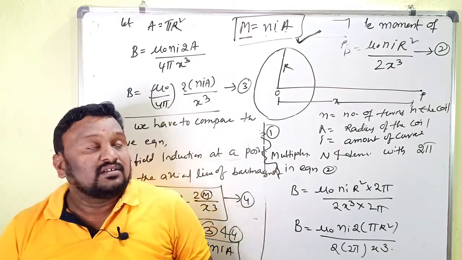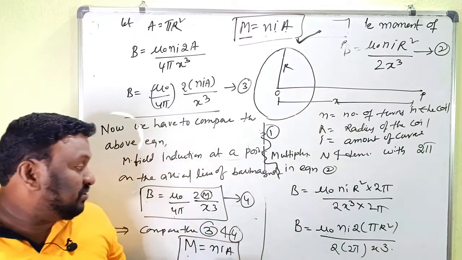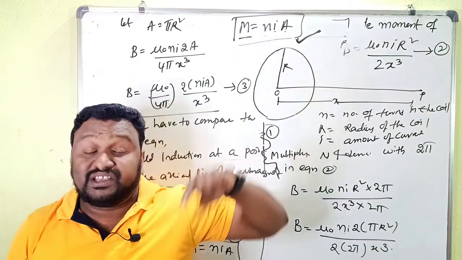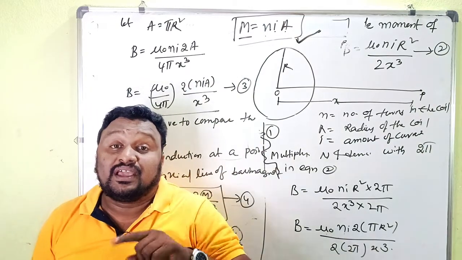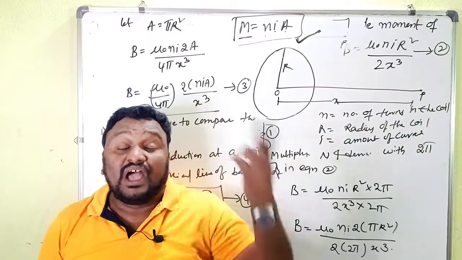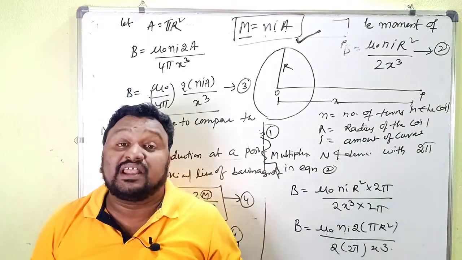Very easy, children, but we have to compare these two equations. We have to remember the first equation, B is equals to mu naught n I r square by 2 of r square plus x square whole to the power 3 by 2. When you know these two ideas, you can simply derive the equation.